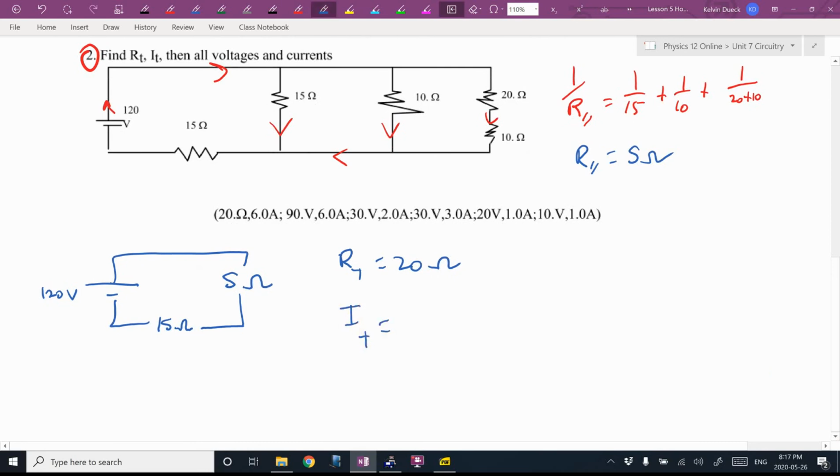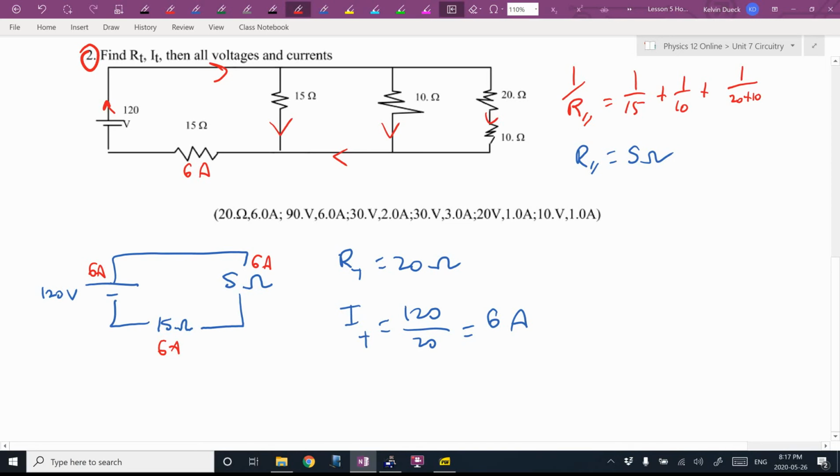I total is going to be 120 over 20, 6 amps. This question's going to fall apart now that I know I total. That means that there is 6 amps leaving right here, 6 amps going through here, 6 amps going through here, 6 amps going through here, because the total current goes through there, but the current splits up among those 3.